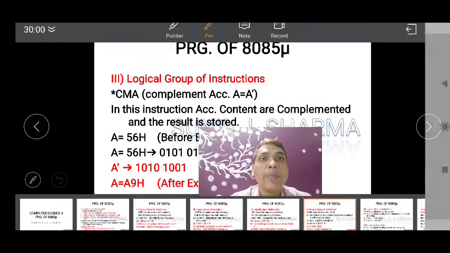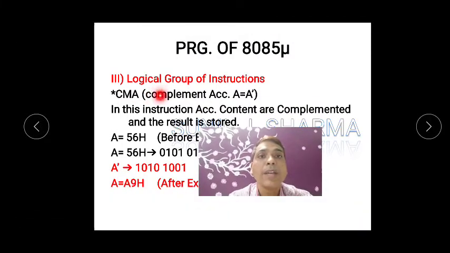Now after the compare instructions, we also have the accumulator instruction CMA.